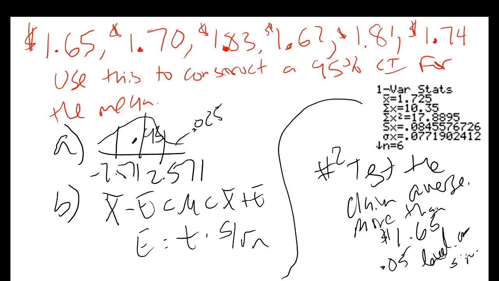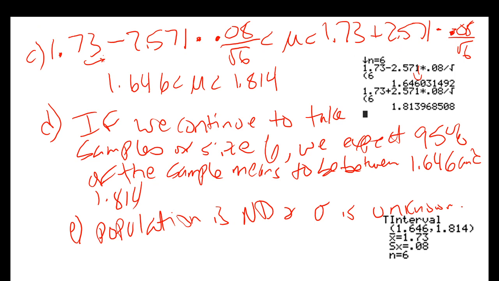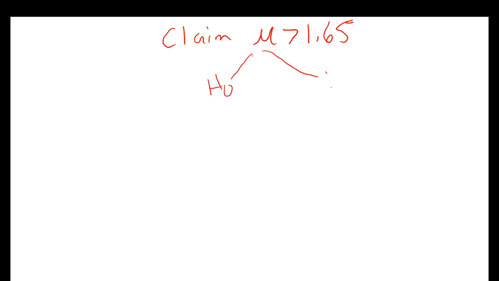Let's take a look. So we're testing the claim that the average is more than $1.65. Now, here's the thing. You got to know whether this is going to be written in as the H0 or whether this is going to be written in as H1.